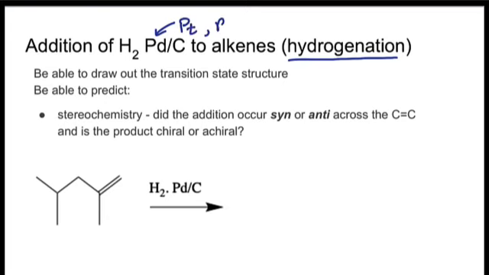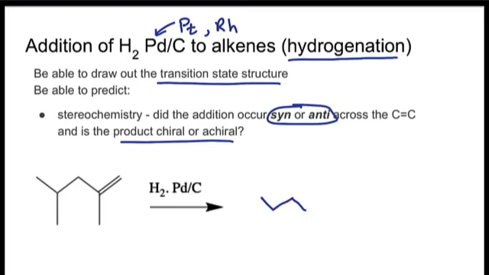It doesn't have to be palladium, by the way. It could be platinum, it could be rhodium. Okay, so there's other transition metals that can be used instead of palladium, and the chemistry works exactly the same way. So we want to be able to draw out, again, a transition state structure, and that's going to help us understand whether the addition of the hydrogens across the double bond are occurring syn or anti. And then, as usual, we'll want to be able to predict the product as being chiral or achiral.